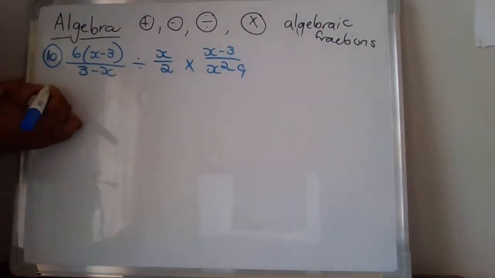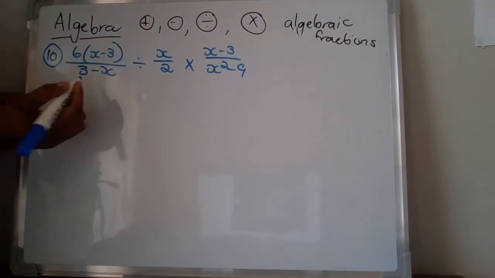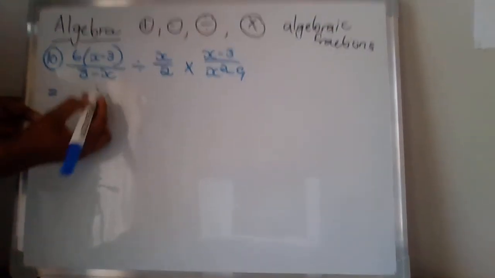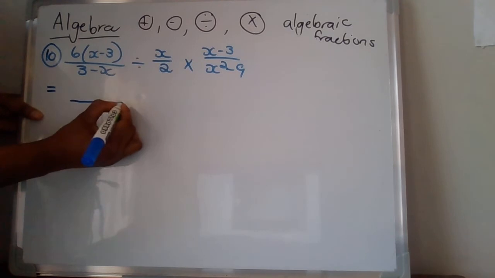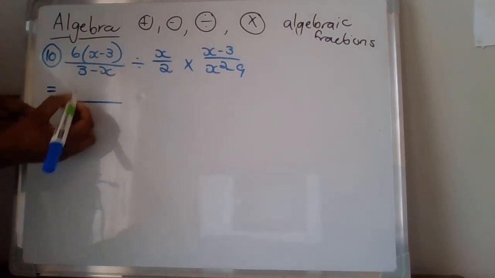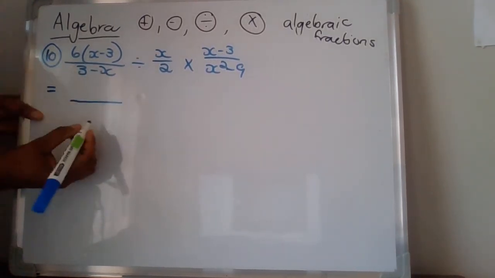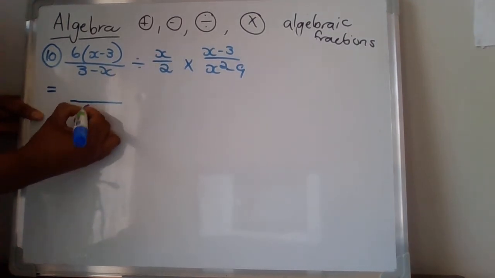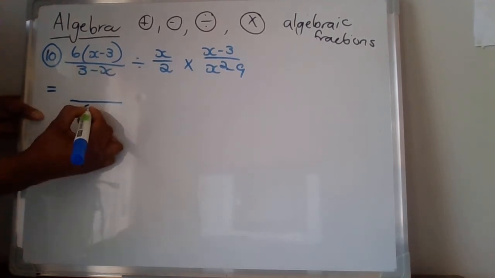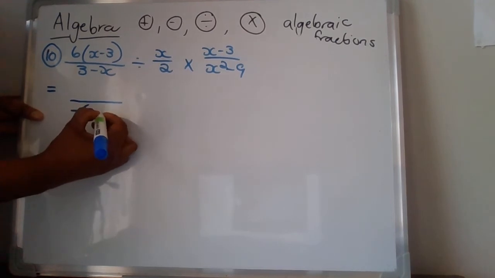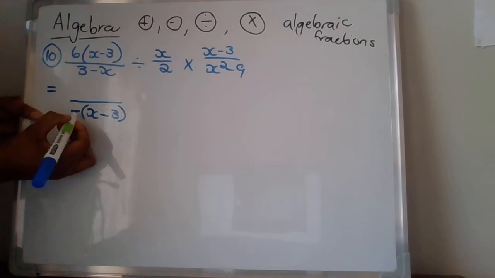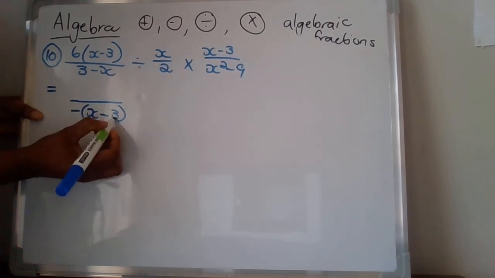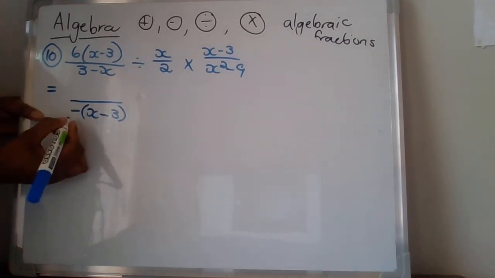Okay, so first things first. You can see you have a 3 minus x here. You need to try and write it in the form of x minus 3 because you want the x to be in front. So then how do you do that? You take out a negative sign, and you swap your values around. So I have negative times x minus 3. If you think about it, this is the same. This is minus x plus 3, which is the same as what's there at the top.